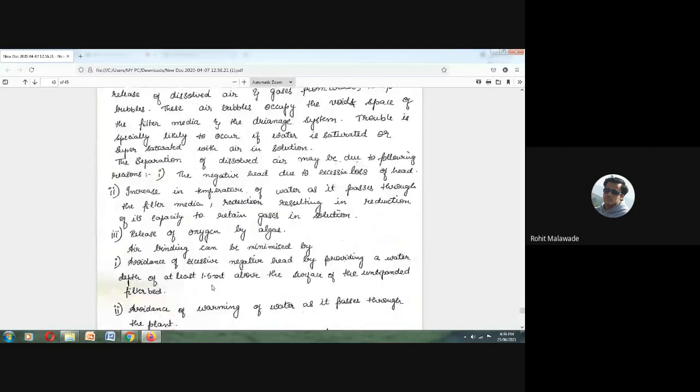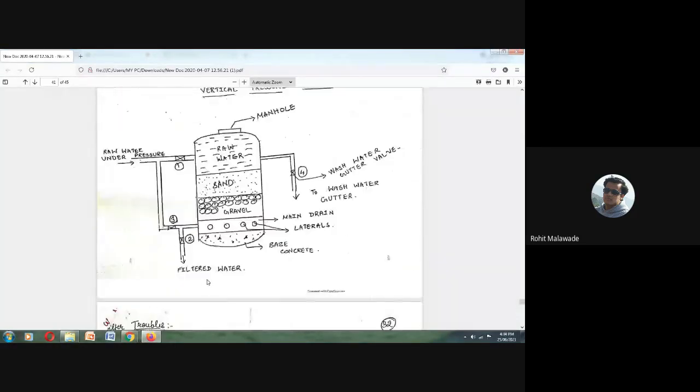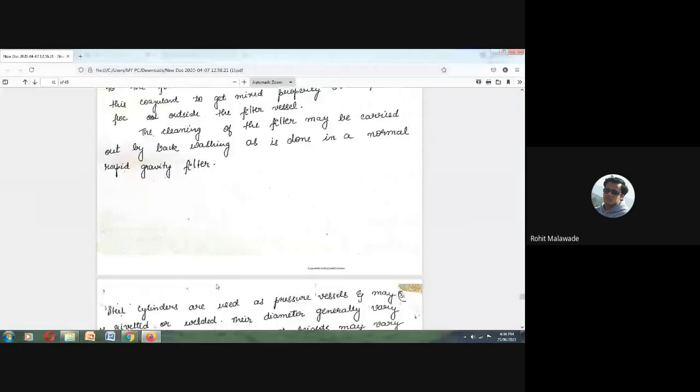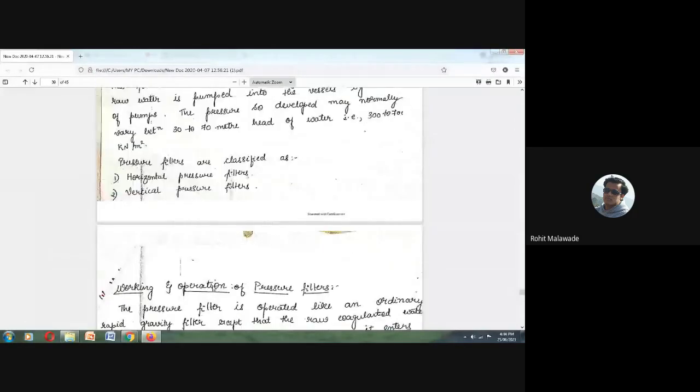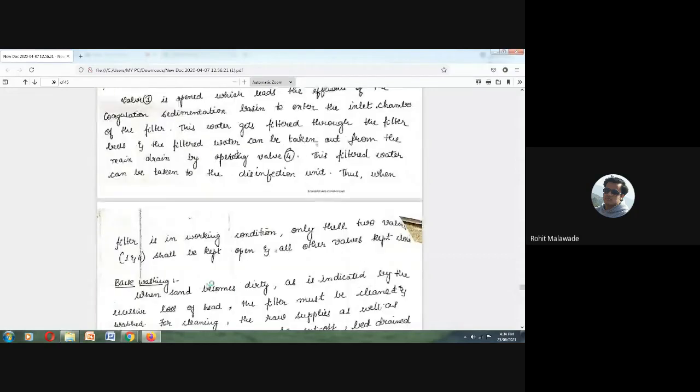So these are some of the issues that we are going to have in case of your filters. These are the operational problems we are going to have in case of your filters. So this is what we have studied in your filter.